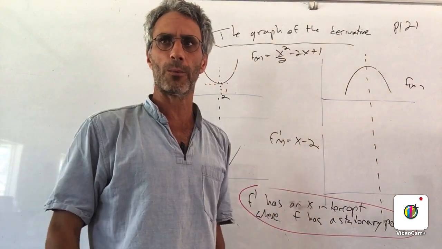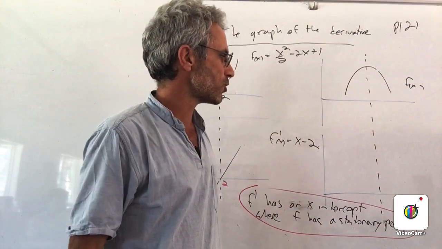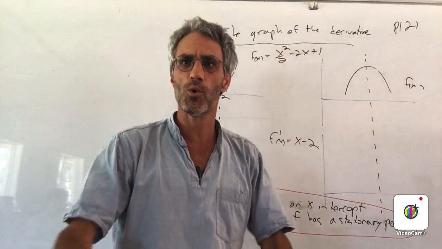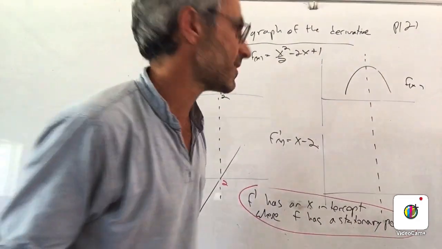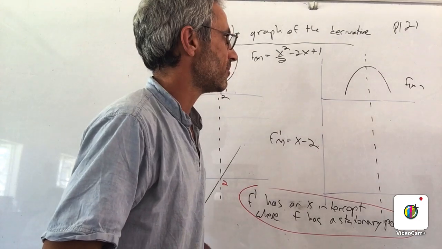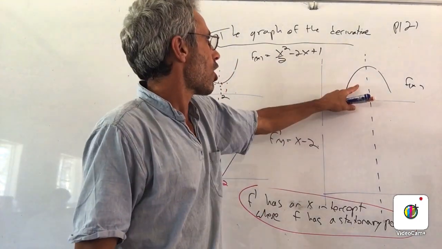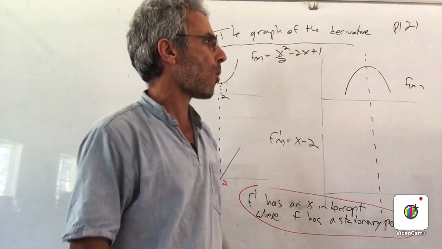This is another problem. My question for you is, what would the graph of the derivative look like? I'll pause and see if you can come up with an idea. Getting some correct answers here from Taylor. It's also going to be a straight line. Okay? The graph of the derivative of a parabola is always going to be a straight line.